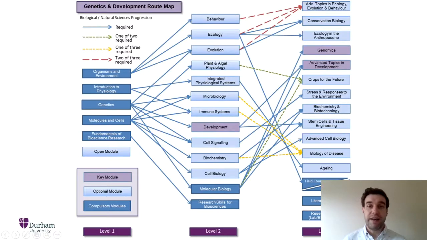For genetics and development, looking towards genomics and advanced topics in development in the third year, we recommend you do at least development, and then you've still got options left at the second year. For plant sciences, there's 4 modules in the third year, and to do those you can access them through plant and algal physiology, development and cell signalling, and you've still got a spare one as well.